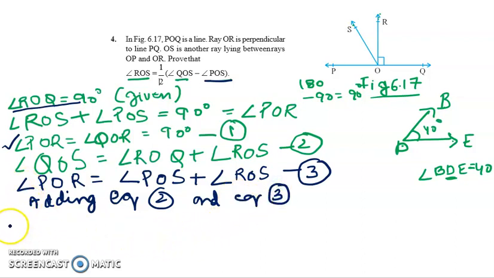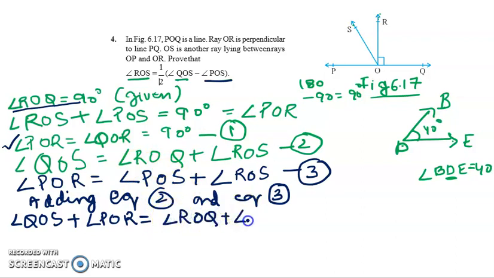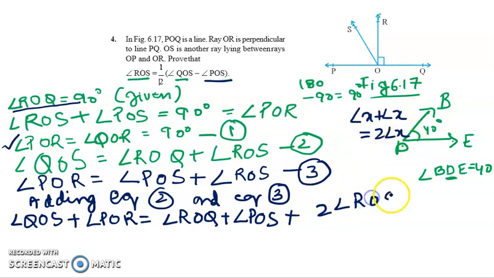Add. So what will I get? Angle QOS plus angle POR on the left side, students, is equal to, now on the right side, angle ROQ plus angle POS, plus angle ROS plus angle ROS. So angle X plus angle X is equal to what? Twice of angle X, right? So that is why I am writing it twice of angle ROS.